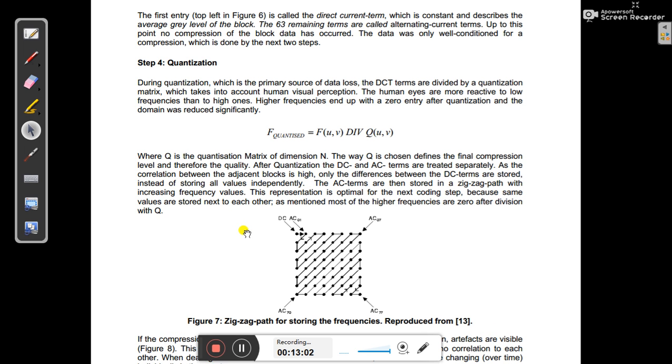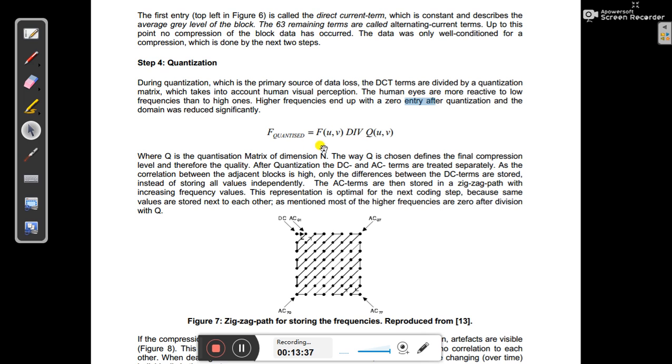And the fourth step is quantization, which is the same as frame-wise quantization in JPEG. During quantization, which is the primary source of data loss, we round up the fractional values. That is why we lose data. The DCT terms are divided by a quantization matrix, which takes into account human visual perception. The human eye is less sensitive to high frequencies than to low ones, so higher frequencies end up with zero entries after quantization, and the data is reduced significantly.